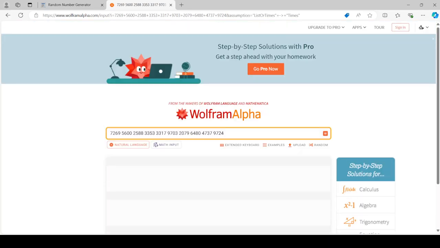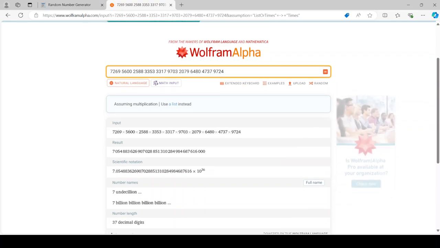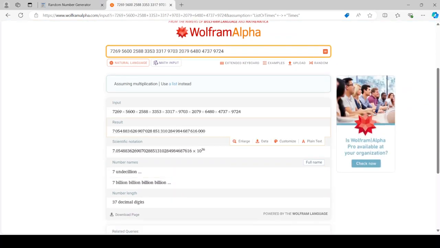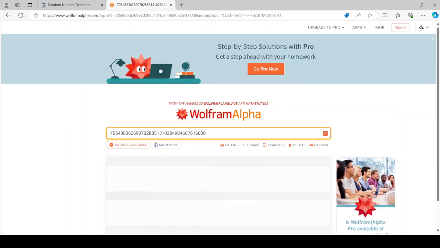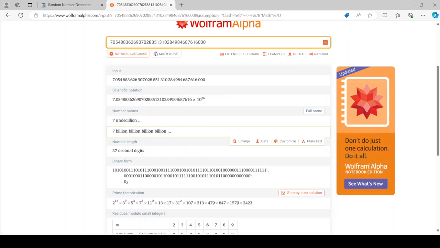And still seems as a list. Are you serious? This is what I got. I got this number, 7 times 10 to the power of 36. Getting this number, it will say 2 to the 36 to the power of 9 times 5 cubed from 7 cubed plus 11 squared times 16 times 17 times 31 squared times 11 times 7 times 31 3 times 4 times 7 times 47 times 5 times 9 times 4 2 3.